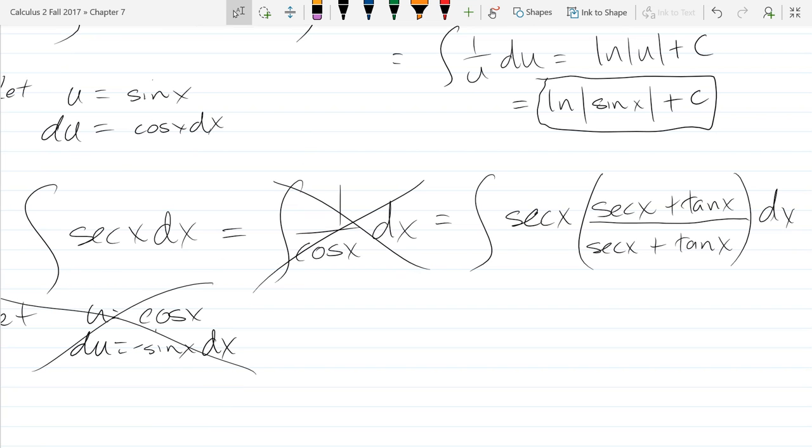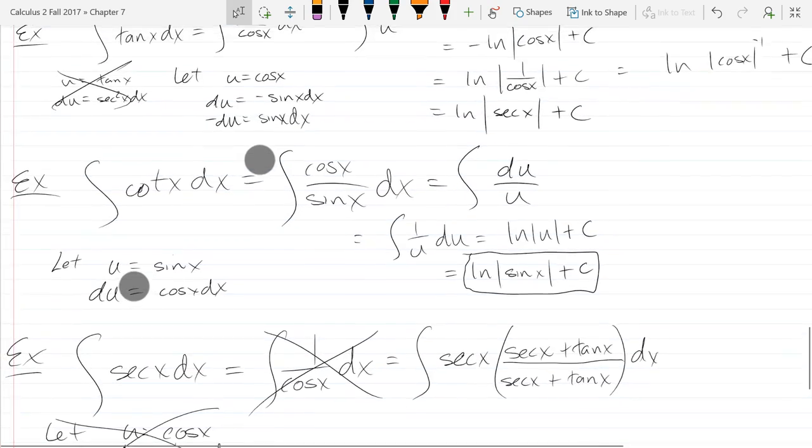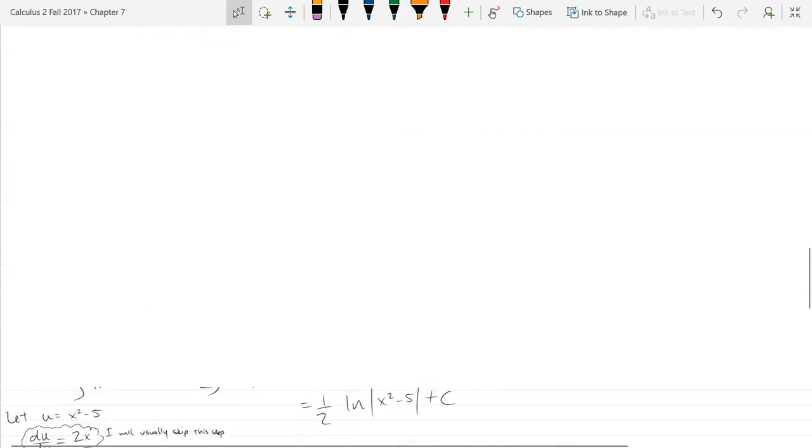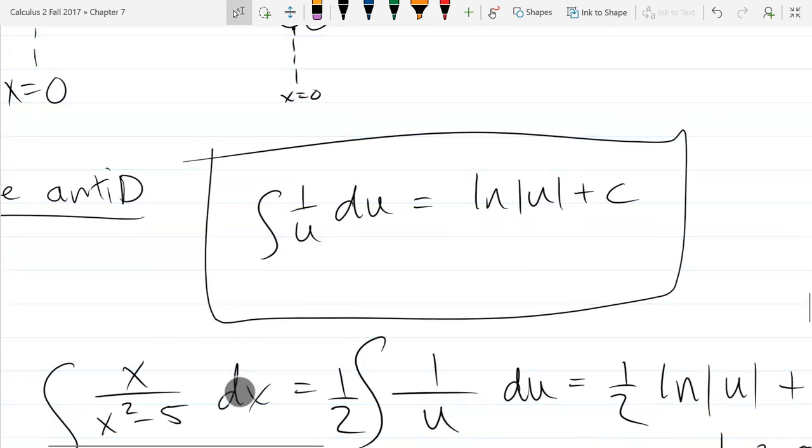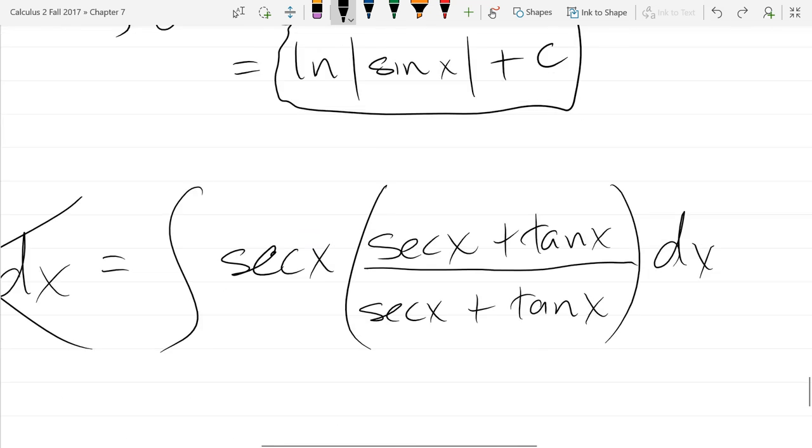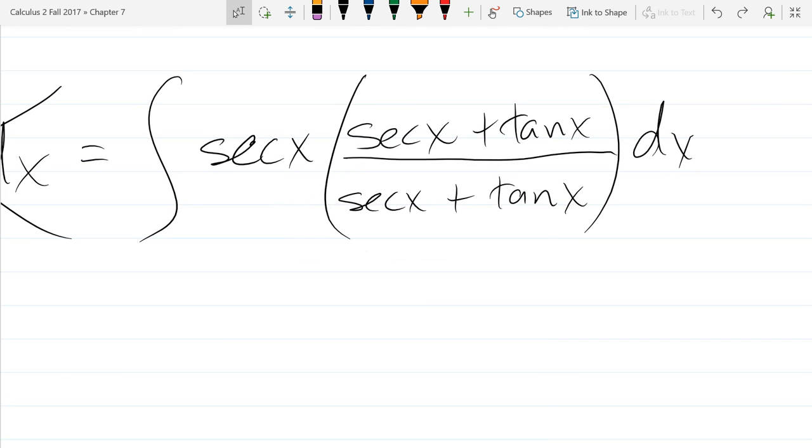So think about our antiderivative. I'll zoom out a little bit. Our antiderivative formula, I basically need my u in the denominator. So with that knowledge, what is a good choice for u here? Secant x plus tangent x. Secant x plus tangent x. So we're just picking the denominator and hoping that that u substitution is going to work out.